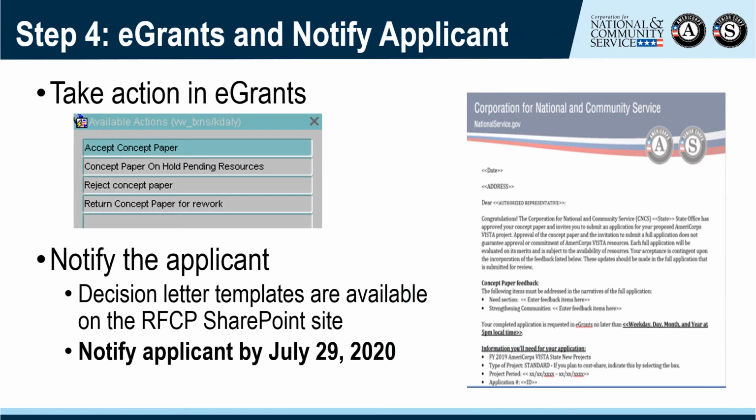Once the decision has been confirmed, you'll need to update that in eGrants. And then once the decision is submitted in eGrants, the concept paper status will change. You'll send notification emails to applicants using the concept paper decision templates that are located in SharePoint. If the concept paper is approved, you will send the organization feedback and instructions for submitting a full project application.